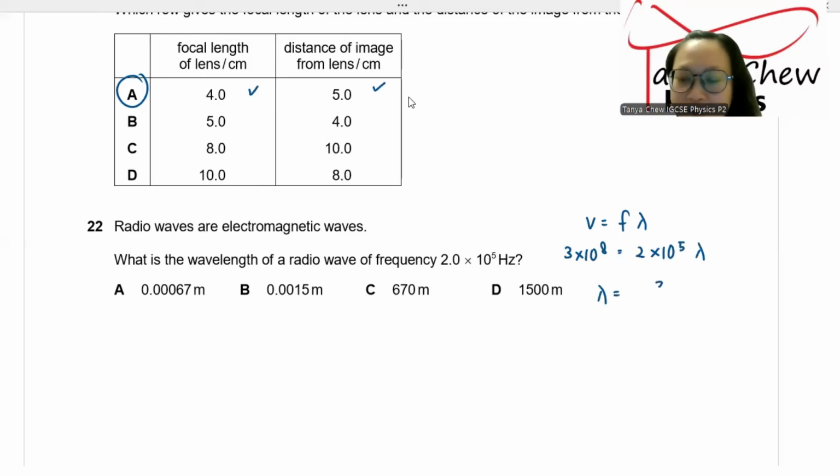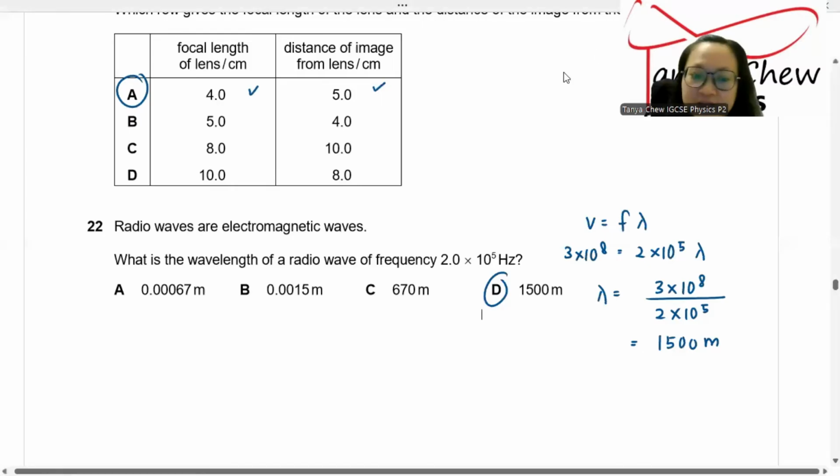So you make lambda the subject. 3 times 10 to the power 8 divided by 2 times 10 to the power 5. And the answer is 1500 meters. That's the answer.